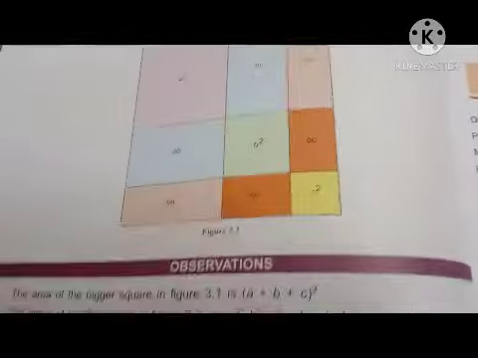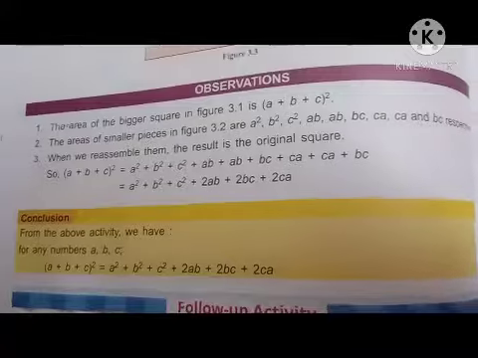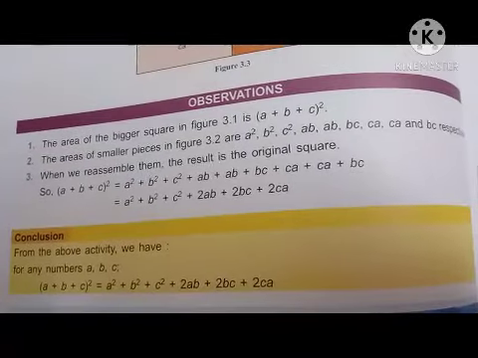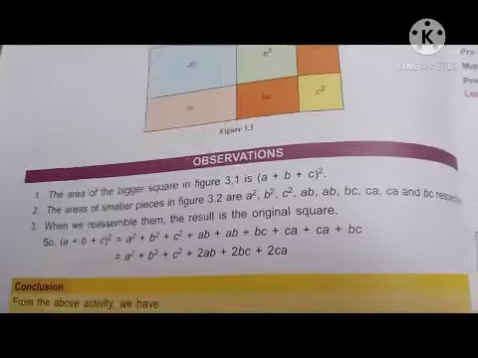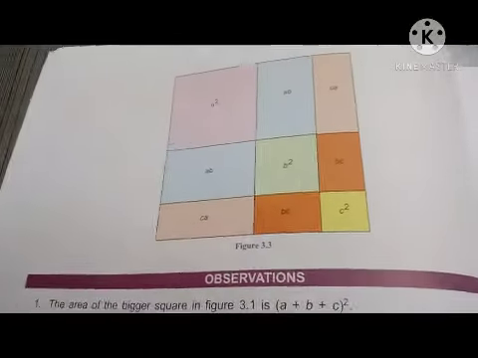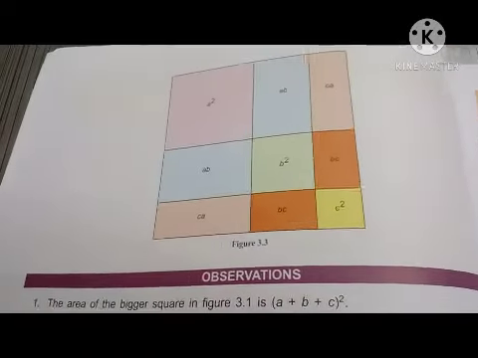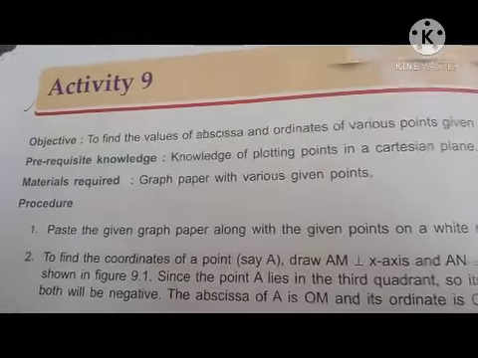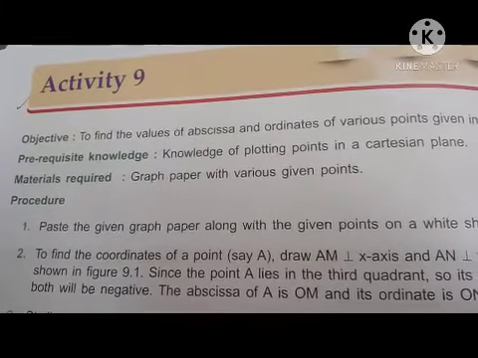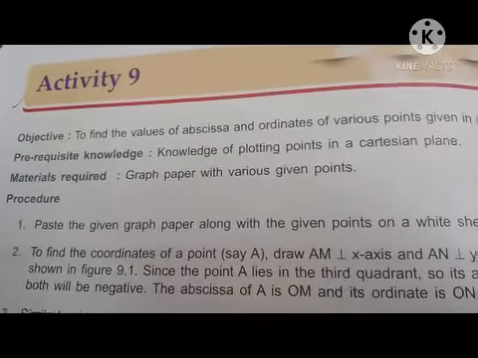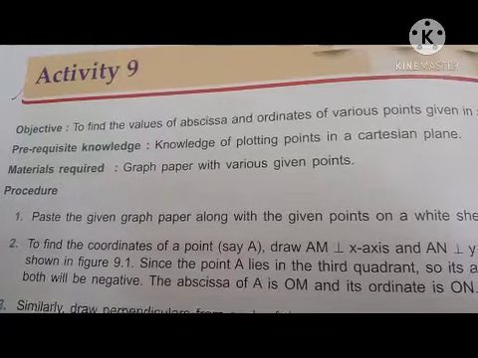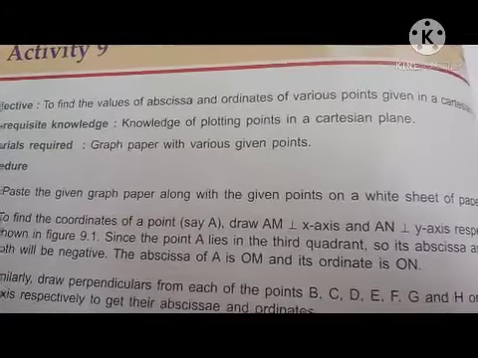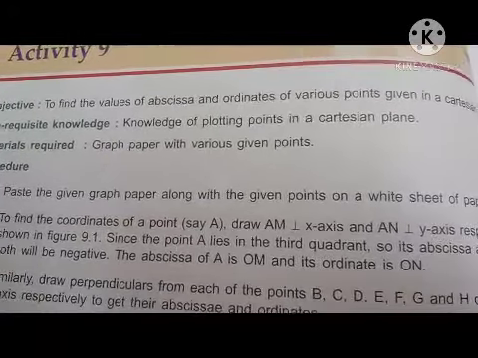Its continuation up to the conclusion you have to write. For all the activities, up to the conclusion you have to write, because you have to draw on the unruled side. Next is activity 9. This you have to write as your activity 3. To find the values of abscissa and coordinates of various points in the Cartesian plane. So you have to write all these on the right side.